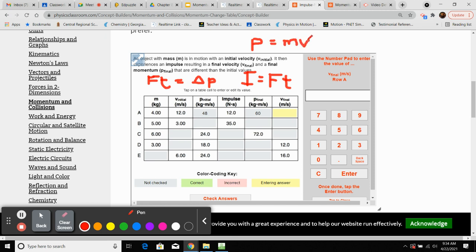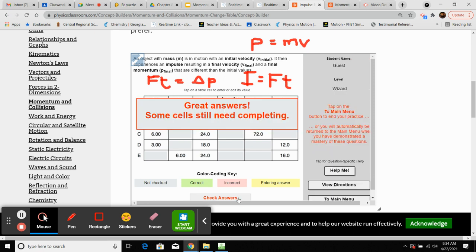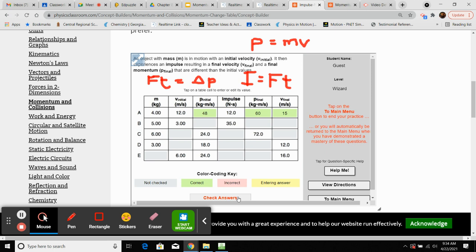Okay, so now if I looked at this, p is mv. So if I know that p here is now 60, equal to the mass, which doesn't change, 4, what is the new velocity going to be? So 60 divided by 4 should be how much? 15. Let's try it. Shwam. Oh, we got him. All right. Guys are crushing this.